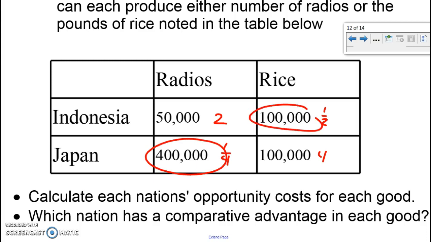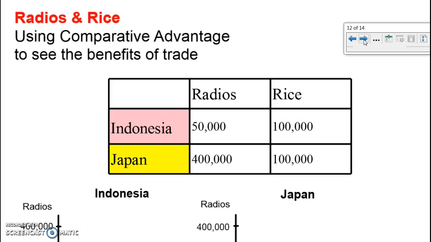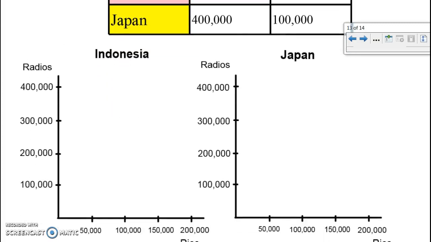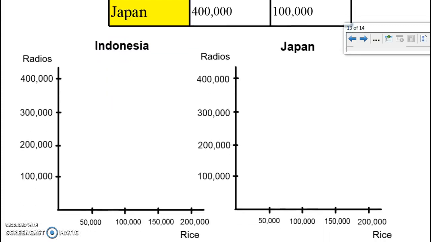Okay, so you want to know how to do that, first of all. And then second, what you do is you actually plot PPCs for the two countries. So if you have them printed out, I would go ahead and do this. I'll just draw it real quick. So in Indonesia, your trade-off is between 50,000 radios and 100,000 rice. And in Japan, we have 400,000 radios and 100,000 rice. And fortunately, we've already decided where they're going to produce. We've said Japan's going to produce here, and Indonesia is going to produce here, right? They're going to produce according to their comparative advantage, and then they're going to trade.